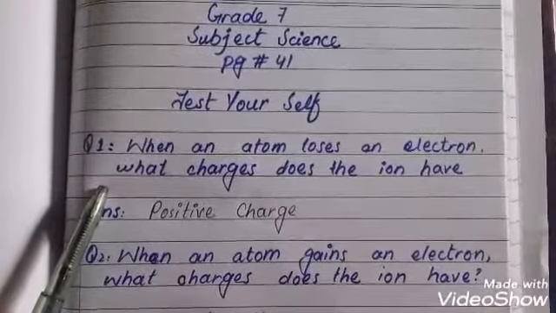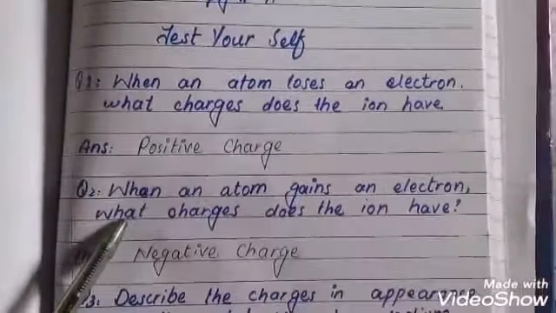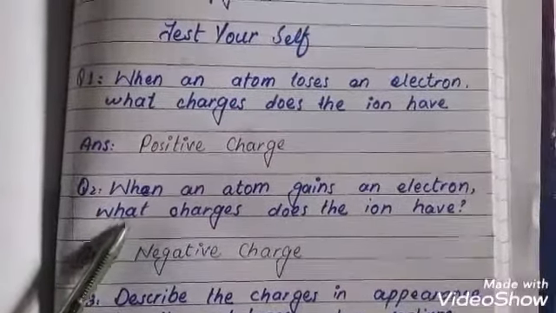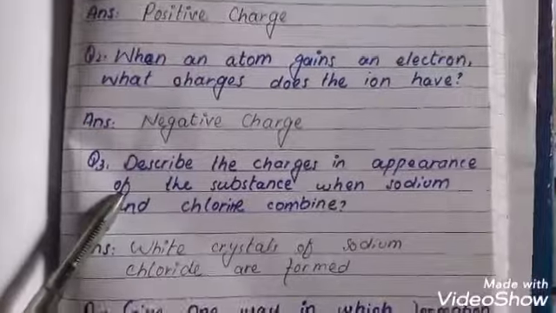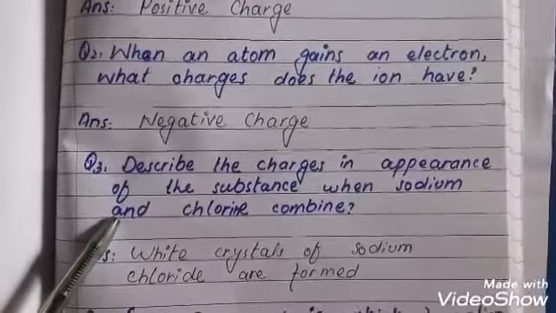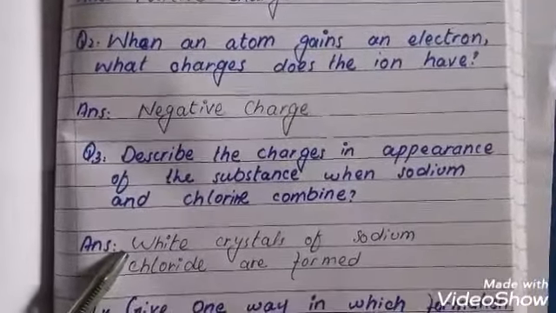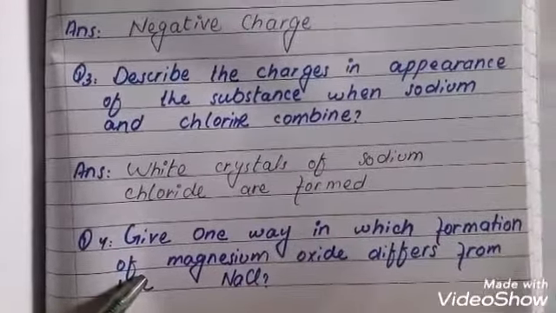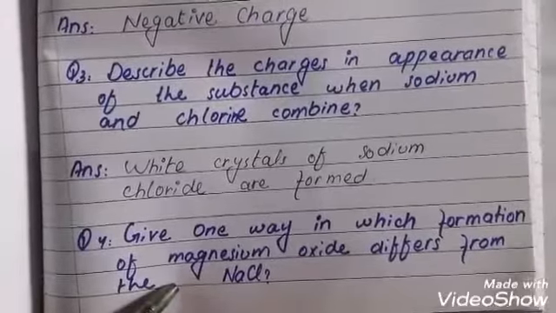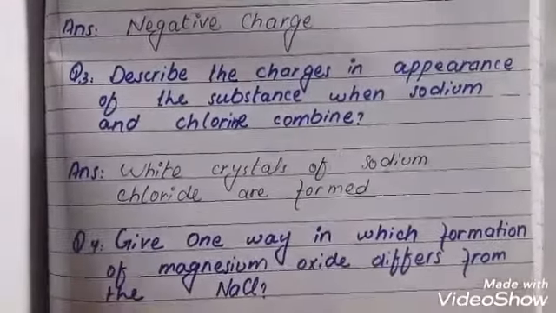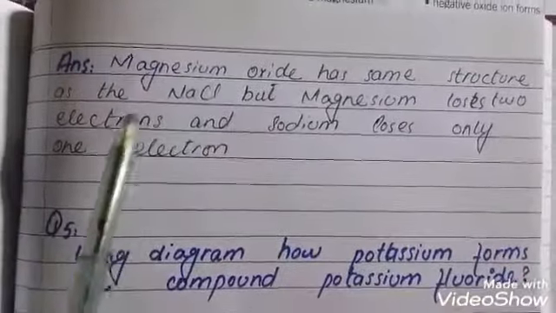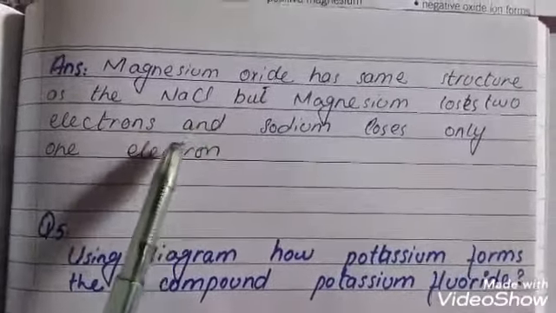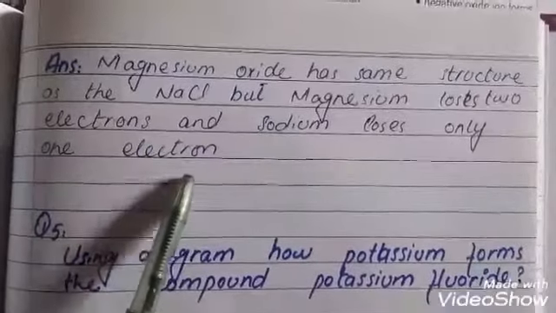On page number 41, test yourself questions, and the answers are: when an atom loses an electron, what charge does the ion have? Positive charge. When an atom gains an electron, what charge does the ion have? Negative charge. Third question, describe the changes in appearance of substance when sodium and chlorine combine. White crystals of sodium chloride are formed. Fourth question, give one way in which the formation of magnesium oxide differs from sodium chloride. Magnesium oxide has the same structure as sodium chloride NaCl, but magnesium loses 2 electrons and sodium loses only 1 electron.